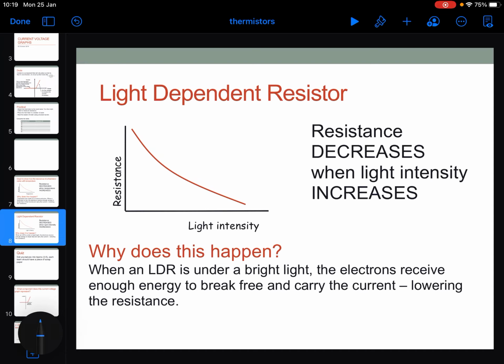And it's for the same idea, really. Light-dependent resistors can be shortened to LDR, just FYI. So when an LDR is under a bright light, the electrons again receive enough energy to break free and carry the current, lowering the resistance.